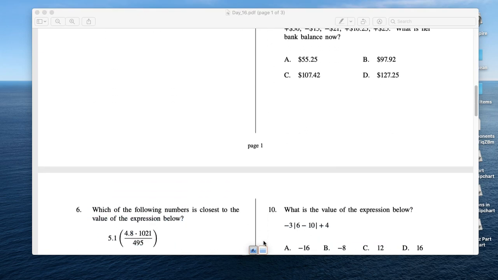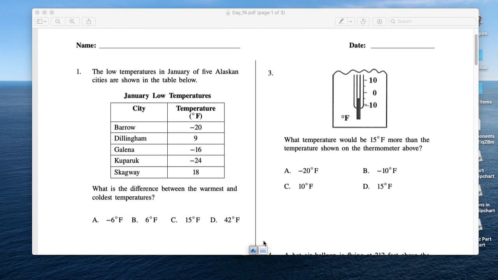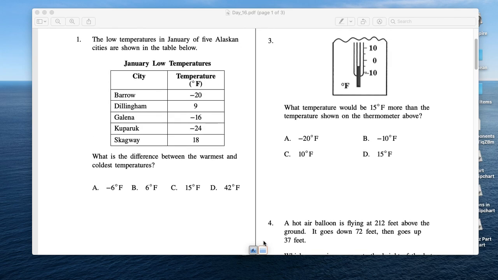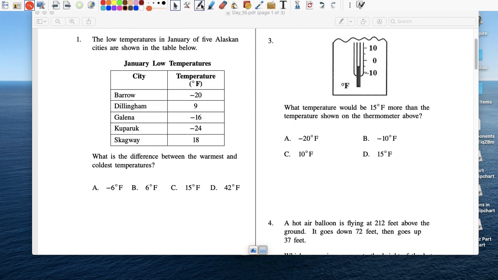Number 3 is up here. The temperature would be 15 degrees more than the temperature on the thermometer above. What temperature would be 15 degrees more? Well, the current temperature right now, according to this, is about from 0. It's here, right? Which would be negative 5. So if you're at negative 5 and you're asked what temperature would be 15 more than that.